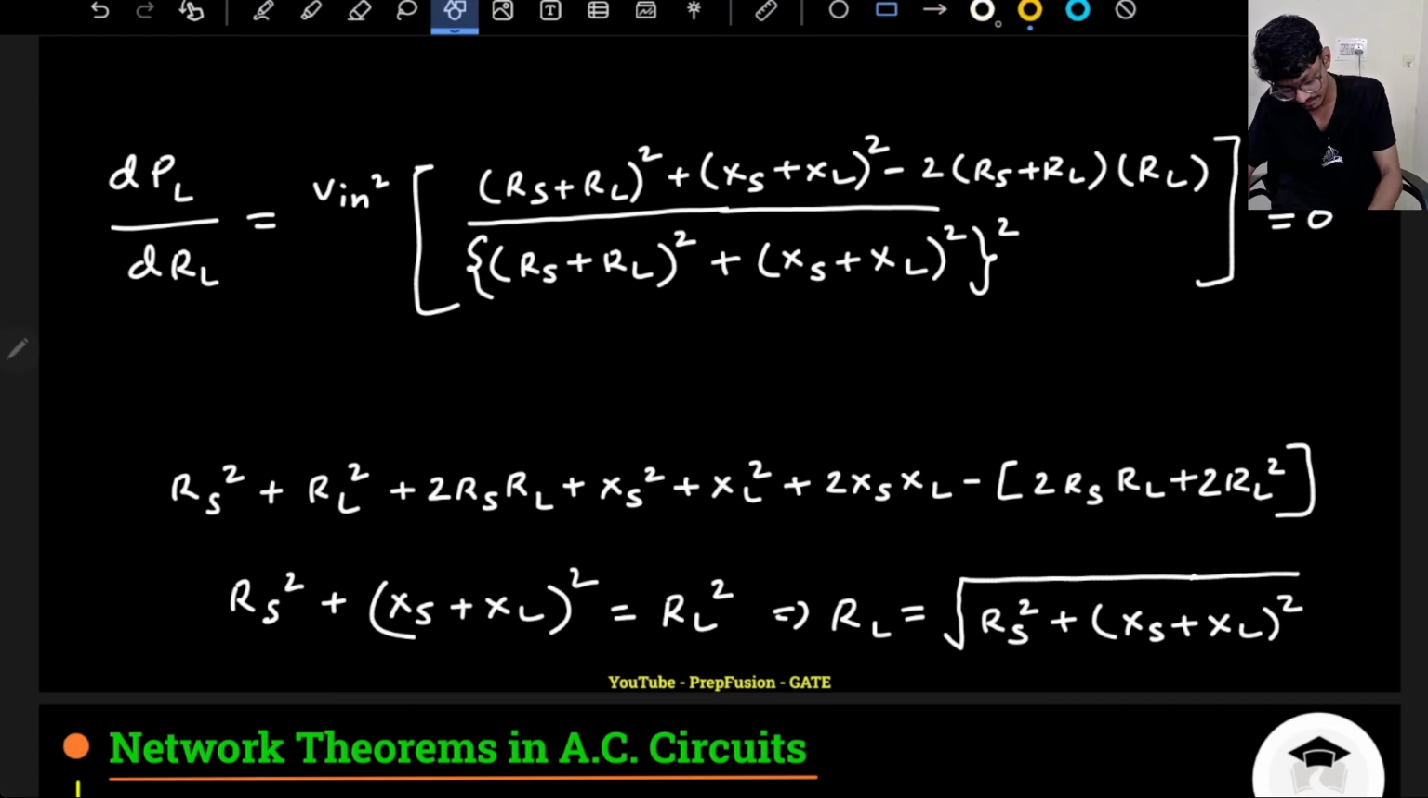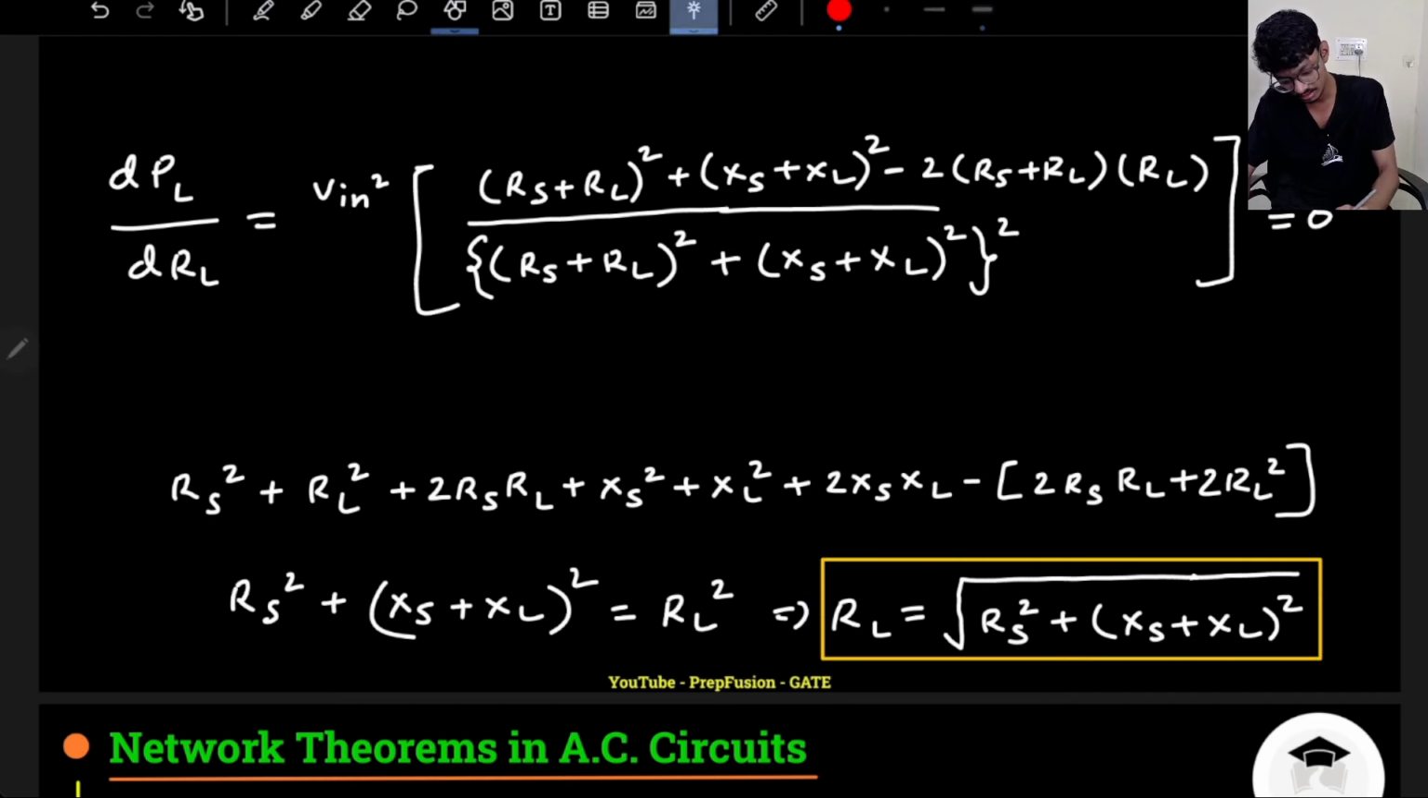So this is a very good formula. It's good if you can remember, right? What is it? It is basically the magnitude of the XS plus XL, the reactances, plus RS, whole square. And of course, if this is capacitive and this is inductive, then there will be a minus sign here. I hope you understand, right?